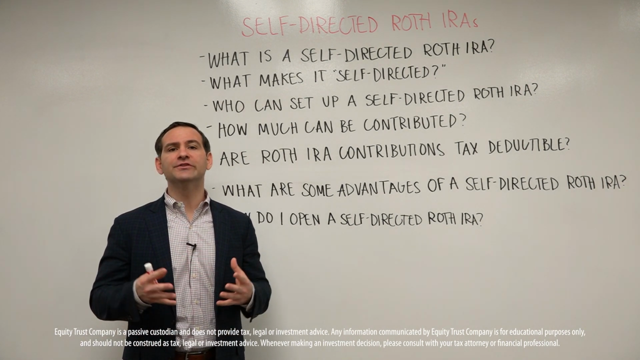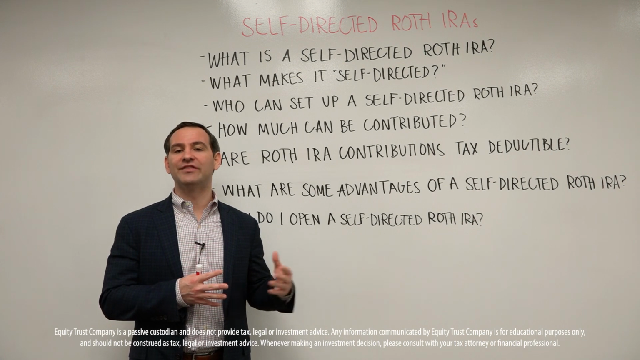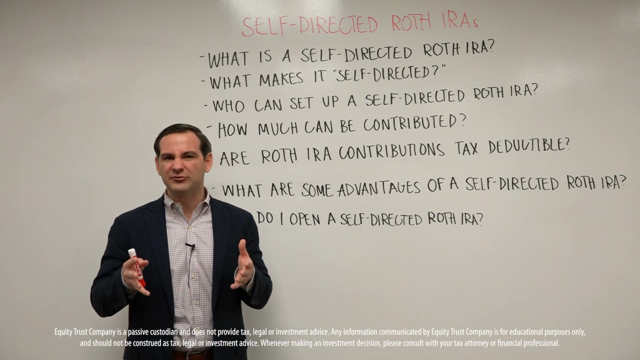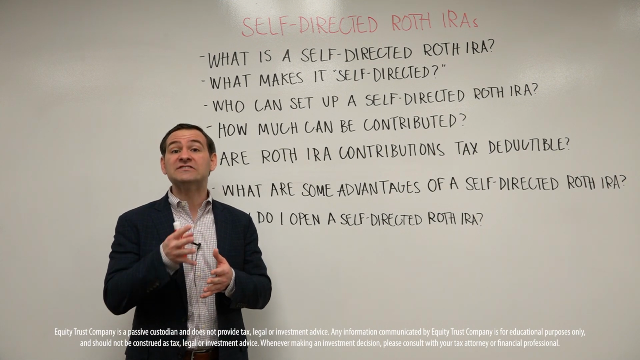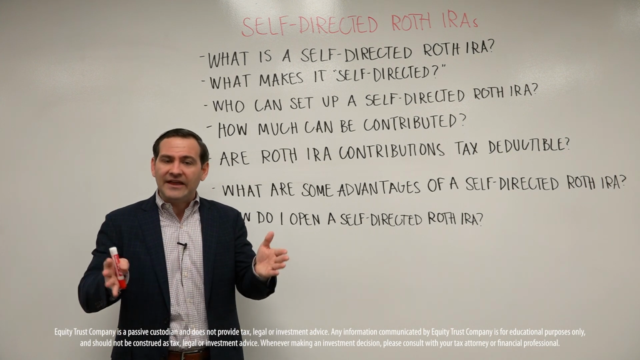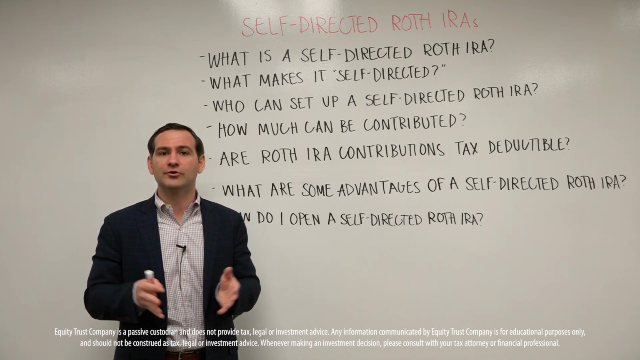A self-directed Roth IRA is really no different than a Roth IRA with any other financial institution. When we say self-directed, that's merely an industry term. It indicates to you that you can self-direct your own Roth IRA into really any asset class that you see fit for your retirement plan.